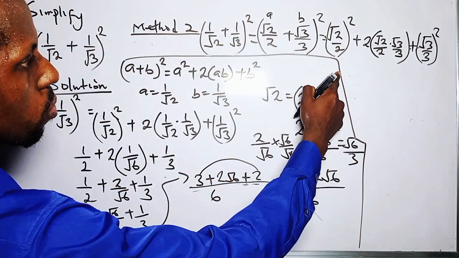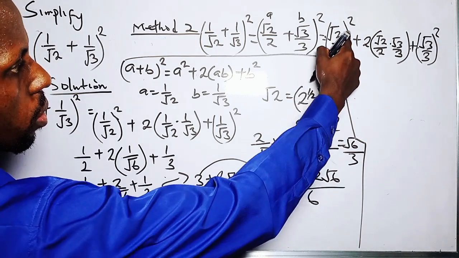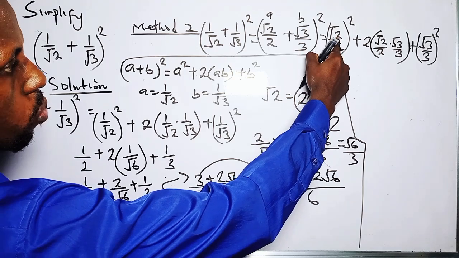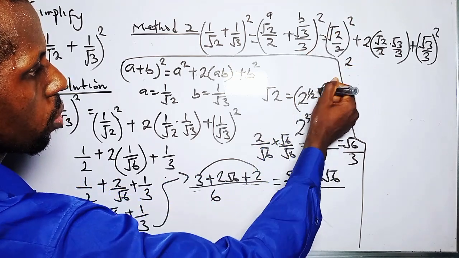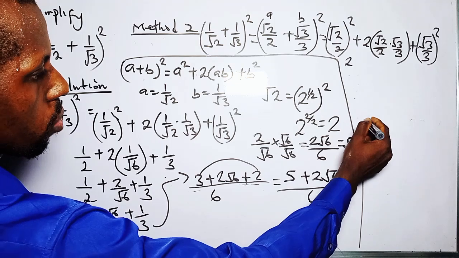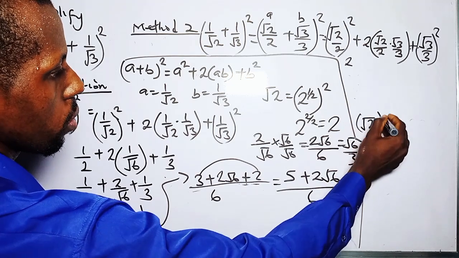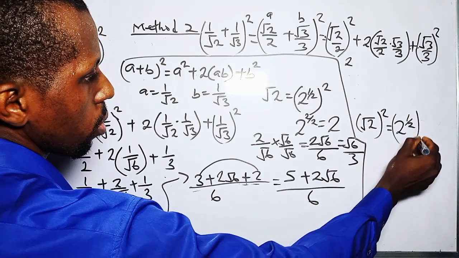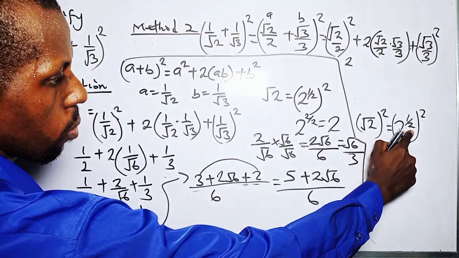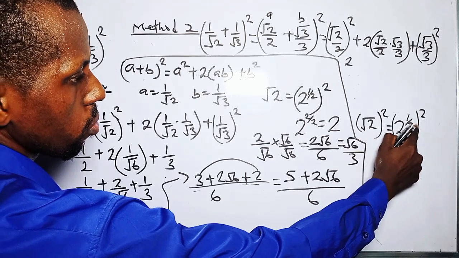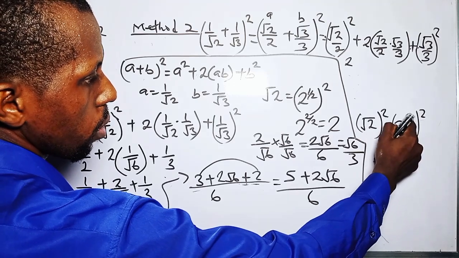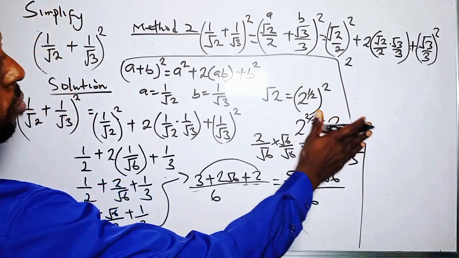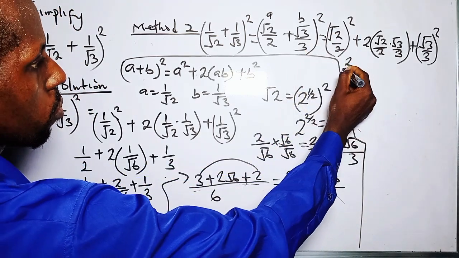So from here, let us open up. As a result of this square, it affects both the numerator and the denominator. For root 2 squared, we have it as 2. How do we get 2? When we say root 2 squared, root 2 can be written as 2 raised to the power half, squared. When we apply the exponent rule, multiplying these two powers, half times 2 is 1, so 2 raised to the power 1 is 2. That's how we get that 2. So root 2 squared over 2 squared is 2 over 4.